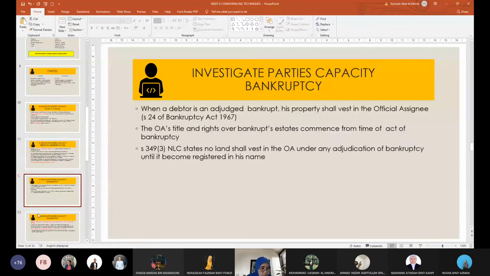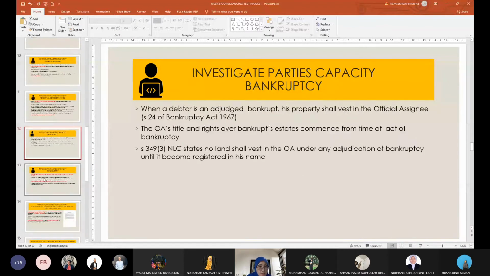Okay, bankruptcy status. This is also very important because a bankrupt cannot deal with their assets anymore. When they become bankrupt, their assets and property are vested with the official assignee. So they cannot deal with the land. So this is also something we must check carefully.